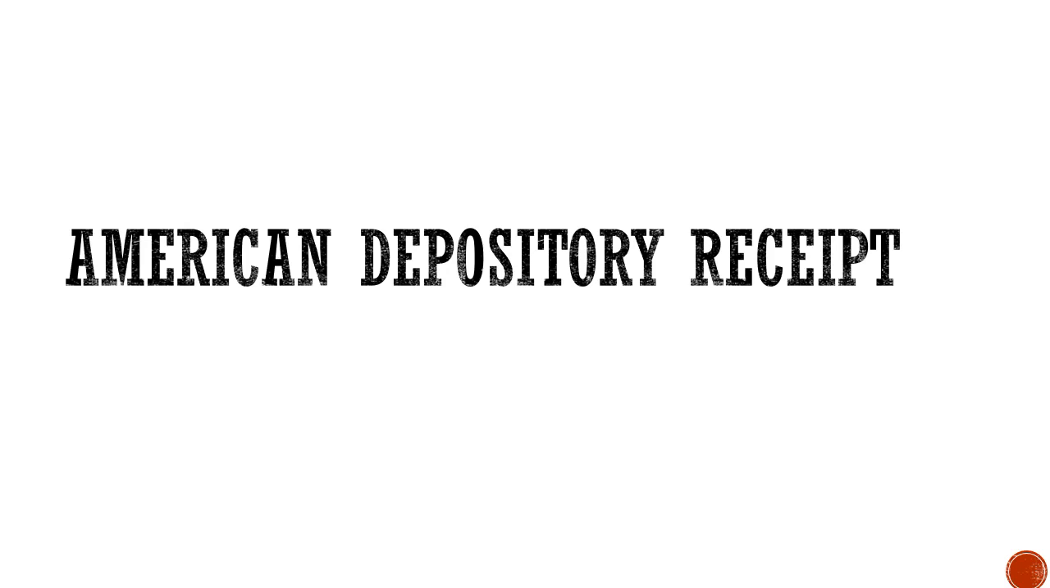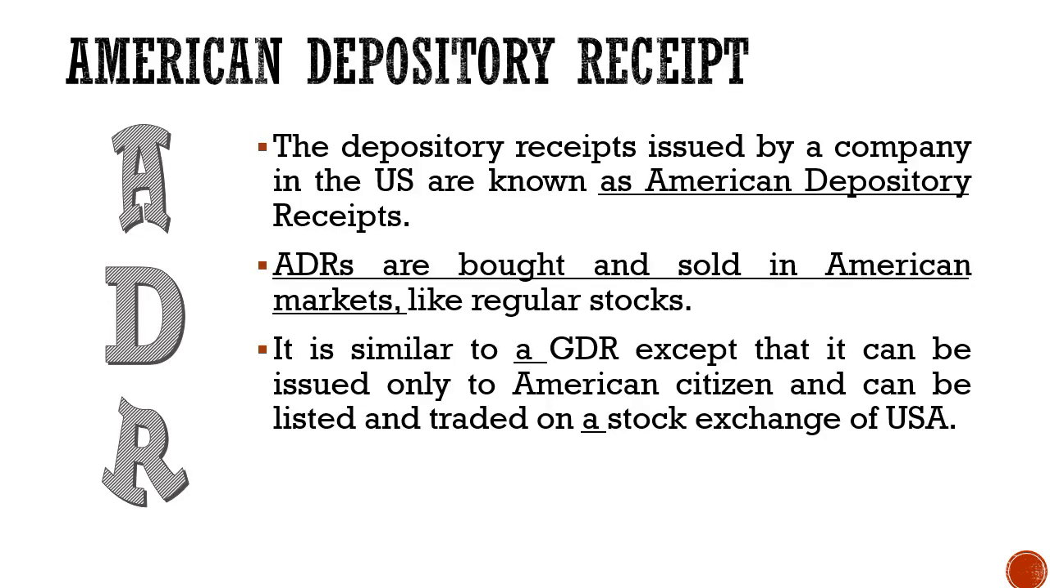The next type of depository receipt is the American depository receipt. Now let us see what American depository receipt means. The depository receipts issued by a company in the United States are known as American depository receipts. ADRs are bought and sold only in the American market, just like regular stock. So the only difference between ADR and GDR is that GDR comprises the entire globe. It includes the United States along with the European nations. However, ADR is purely bought and sold in the American market.